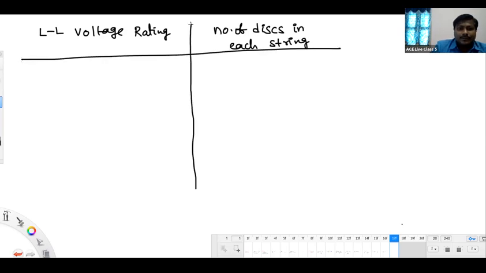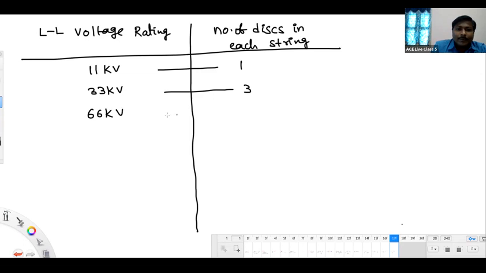Observe here. Line to line voltage rating 11 kV: how many discs can we use? Only one. At 33 kV level, how many discs? 3. At 66 kV, it will be 5. At 132 kV, around 9, sometimes 10 also.